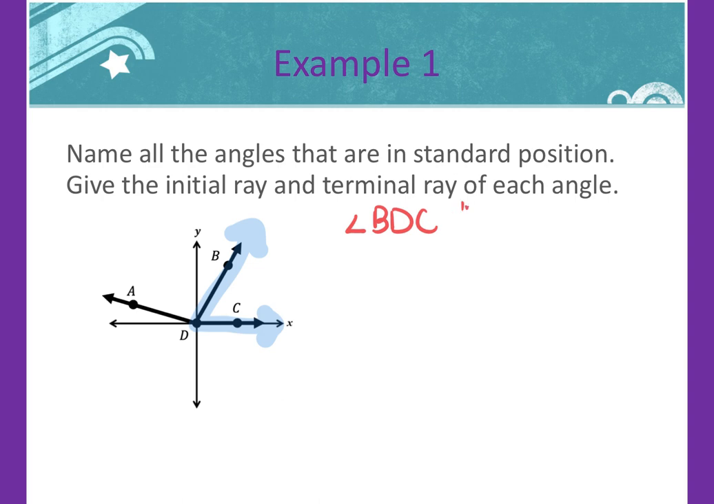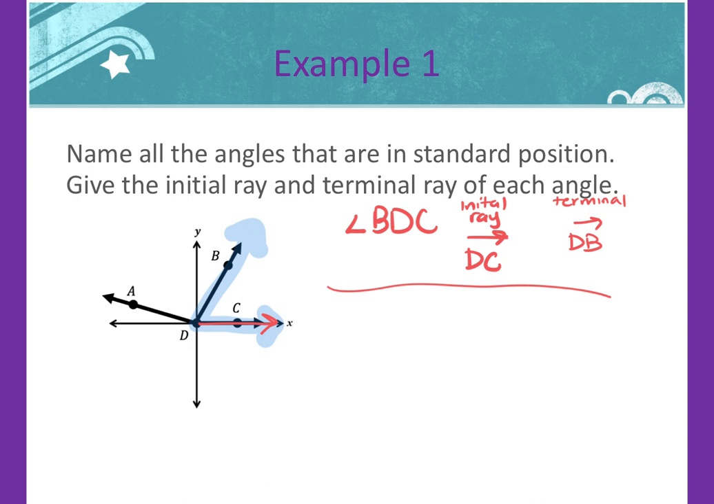What's the initial ray? Ray DC. Make sure that the D gets the dot and the C gets the arrow. And what's the terminal ray? DB, good. And again, make sure the D gets the dot, or not dot, but not arrow, and the B gets the arrow. What does standard position mean again? It means that the initial side is on the x-axis on the right-hand side. Like where DC is, has to be on that line.